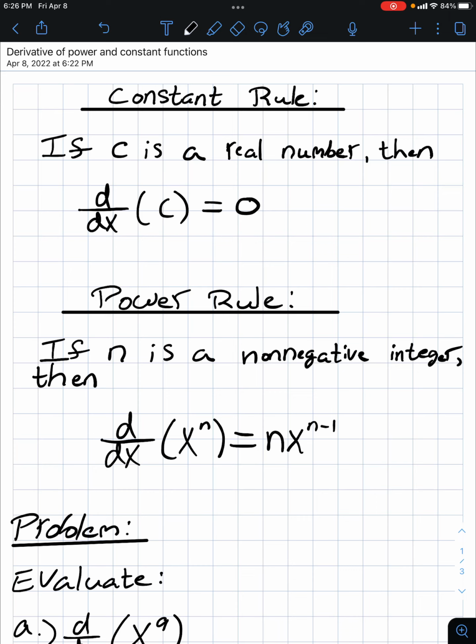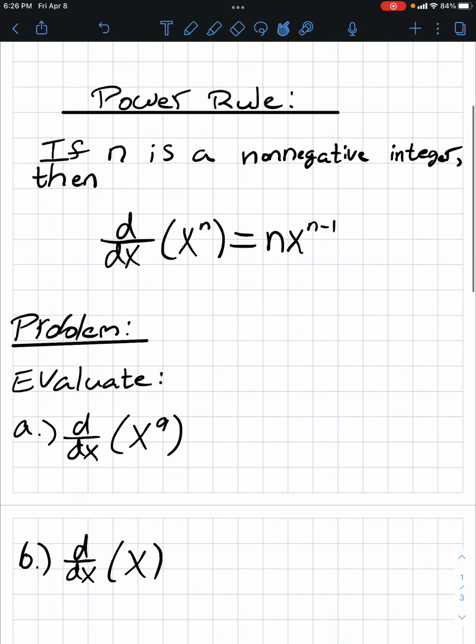The constant rule. If c is a real number, then d/dx of c is equal to 0. The power rule. If n is a non-negative integer, then d/dx of x^n is equal to n times x to the n minus 1 power.